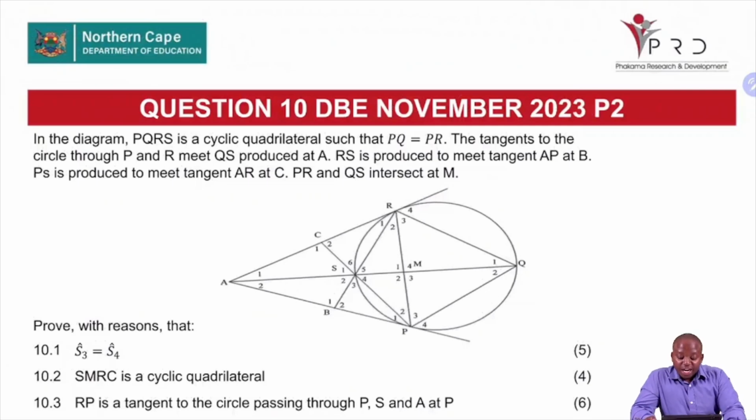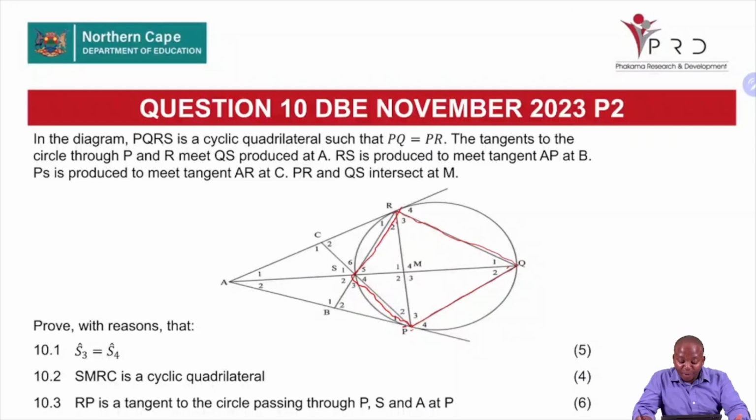Welcome back, grade 12. Now, let us look at the solutions to this activity. They said prove with reasons. In the diagram, PQRS is a cyclic quad. So that is a cyclic quad. That means the properties of a cyclic quad come into play.